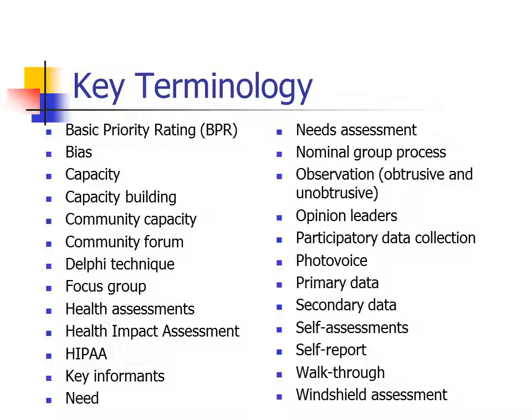And here's the key terminology from this particular lesson. There's a lot here. A lot of it relates to data collection and data collection methods. The first term, basic priority rating, is how once we've determined what the needs are, how do we determine which of those needs has the greatest priority. And then, of course, you see some of the other terms from the previous slides, and so on and so forth. So just take a look at those before moving on to the next couple of slides.